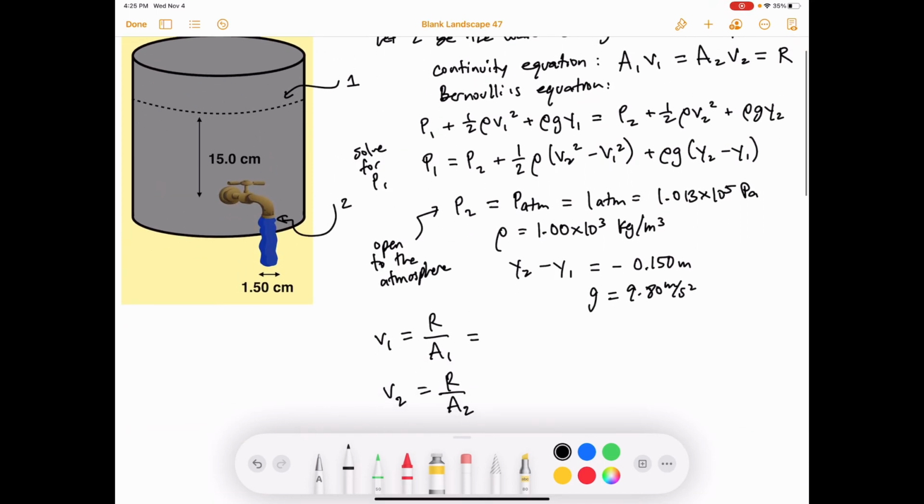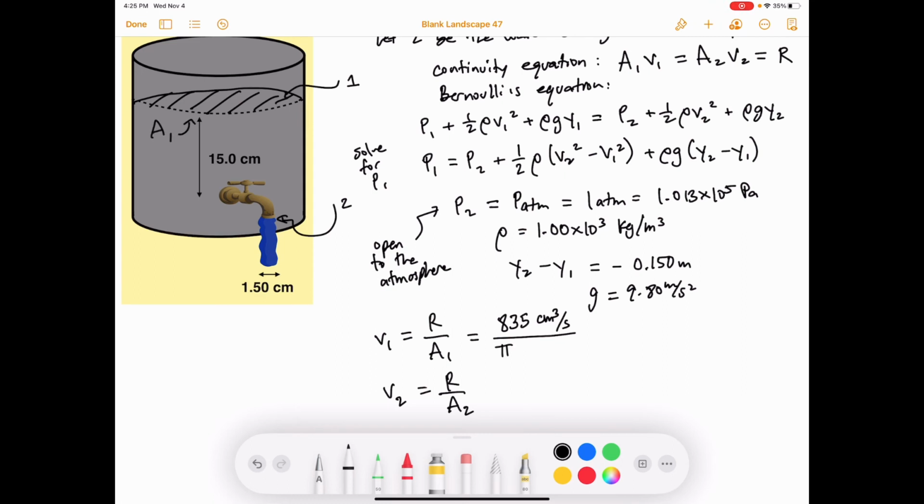So, okay, if we're talking about point 1, the volumetric flow rate is actually the same as at point 2. That's going to be constant throughout the fluid. So R is 835 cubic centimeters per second. And then we divide that by the area at point 1. So here, let's think about this. The cross-sectional area at point 1 would be this big circular area. That would be our A1.